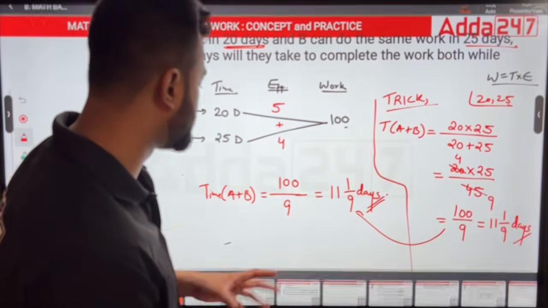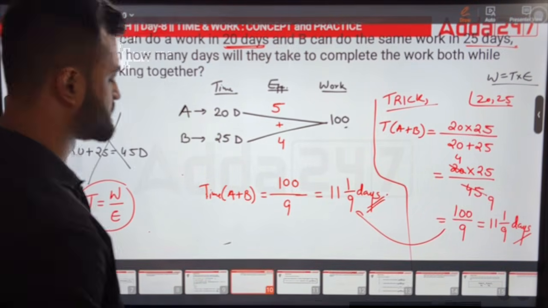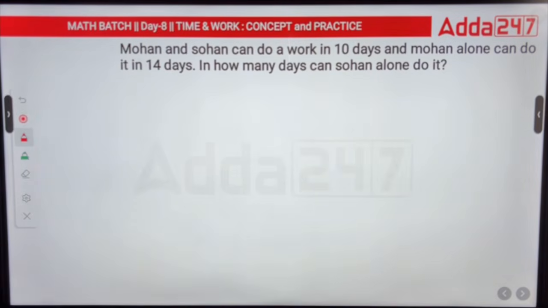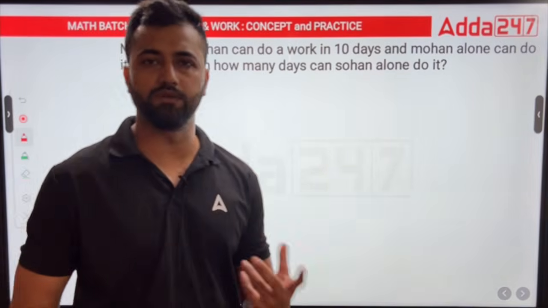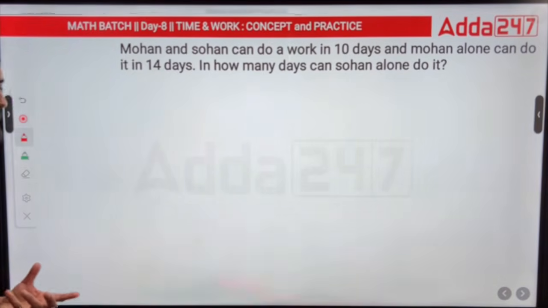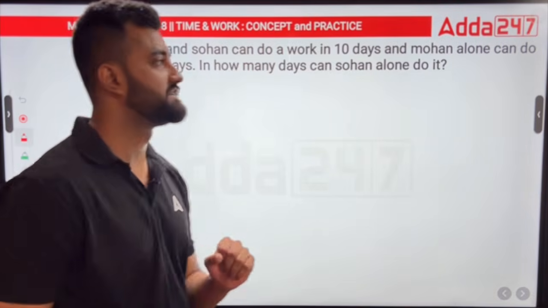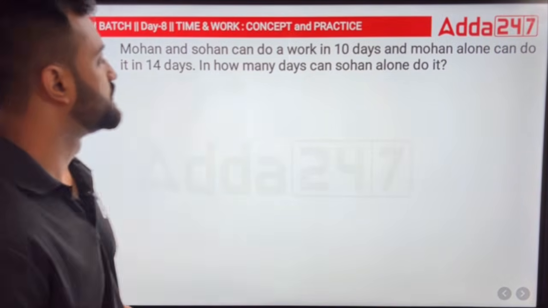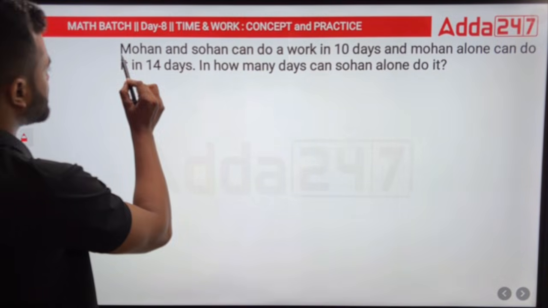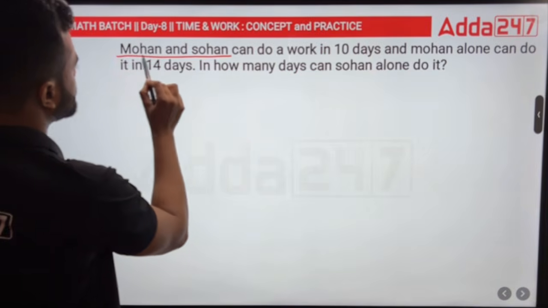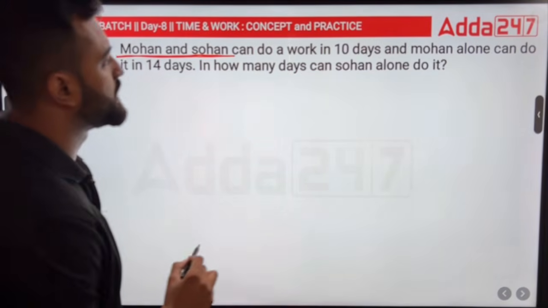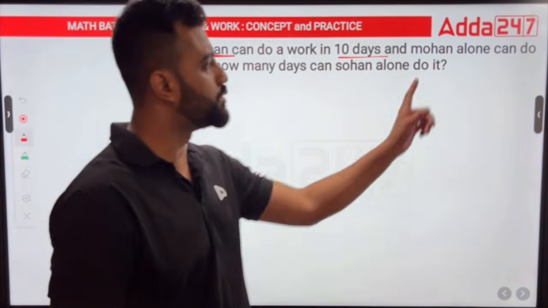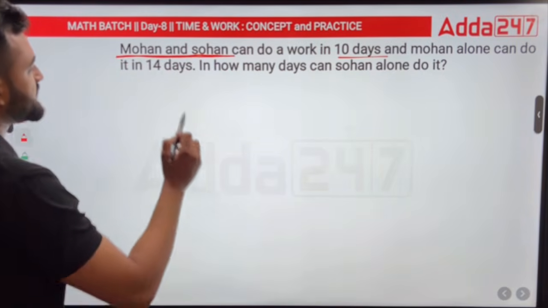Now sometimes they give you a tricky question like this also. See, this is an interesting question. Now see out here, we cannot utilize the formula that I have given you. So here we need to solve by the LCM approach. See what's given. Mohan and Sohan can do a piece of work in 10 days, and Mohan alone can do it in 14 days.